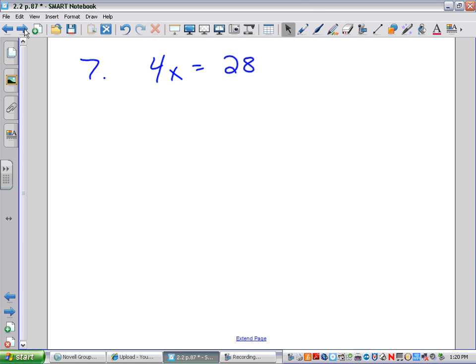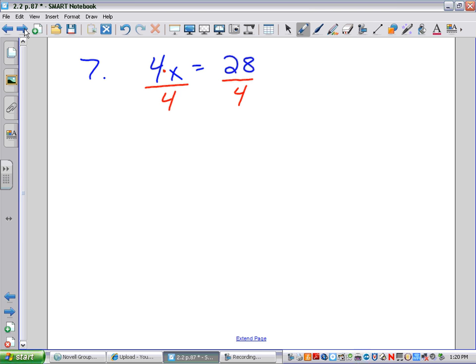This one, 4x equals 28. In other words, 4 times, there's technically a times sign in the middle there. 4 times x, or 4 times what number, is 28. Well, I'm multiplying by 4. Now, what's the opposite of times by 4? Or how do you undo a times by 4? And that answer is you divide. You divide by 4. So I have to divide the other side by 4 as well.